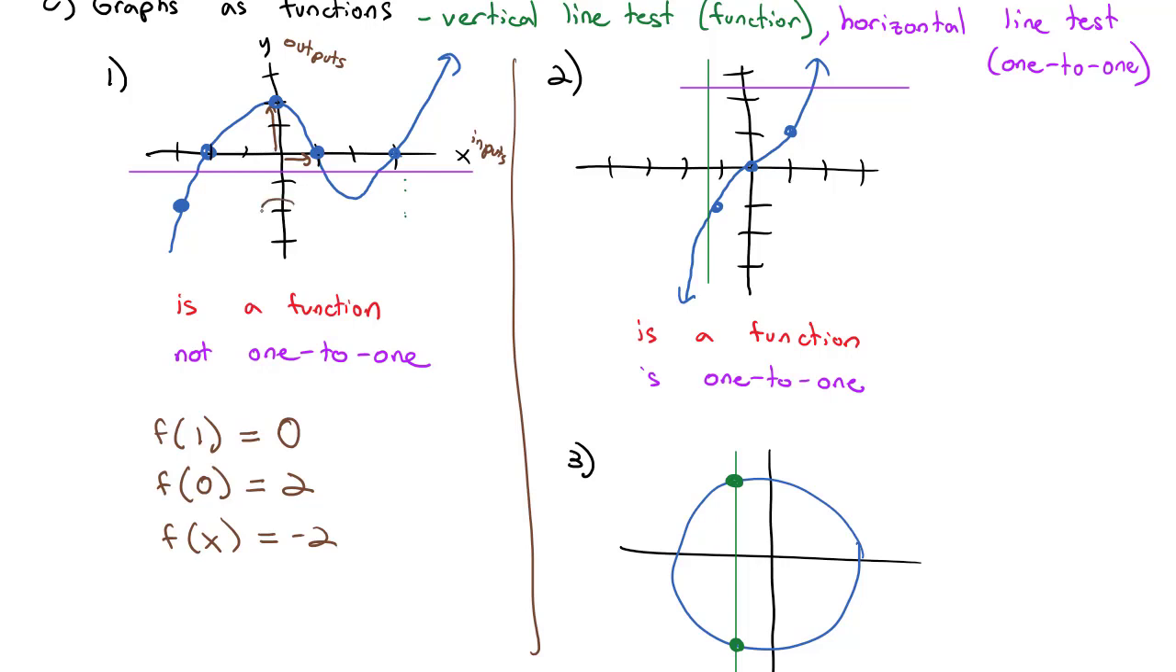Well, if I look at the output of -2, that's going to hit the graph right here. What's the input there? -1, -2, -3. So x, the input, is -3. And so similar to how we can pull information off of the table, we can pull information off of the graph to determine our inputs and our outputs.